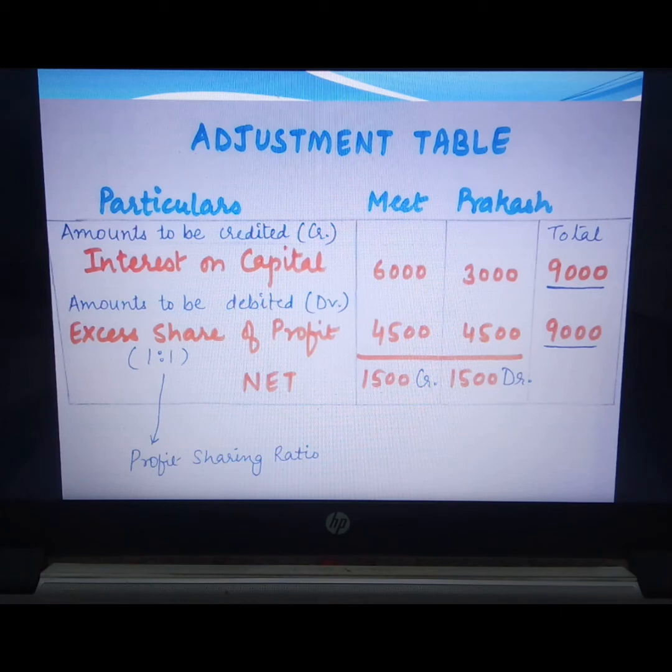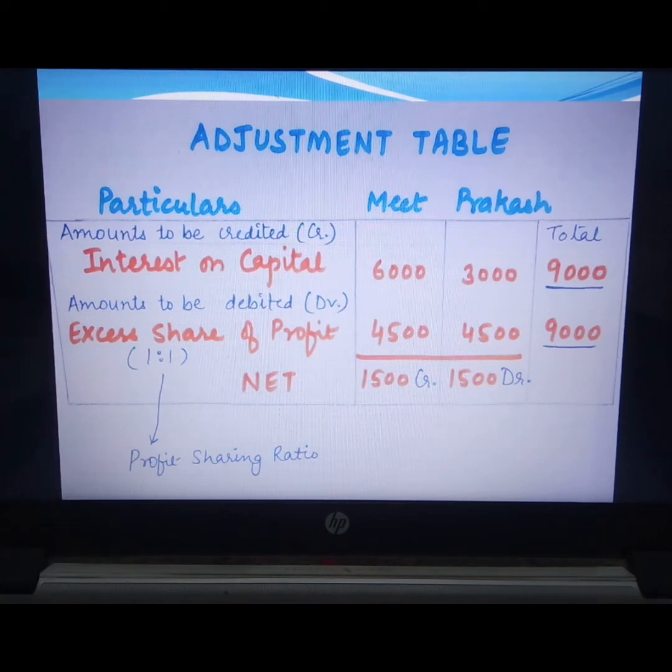Now here we have to pass a single adjustment entry. For that, see this carefully, that Meet was to be credited by 6,000 and debited by 4,500. तो अगर हम उसको खाली 1,500 से ही क्रेडिट कर देंगे, the problem is solved. Similarly for Prakash, हमें उसे 3,000 से क्रेडिट करना है, 4,500 से डेबिट करना है, तो हम क्या करेंगे, 1,500 से डेबिट कर देंगे, right?